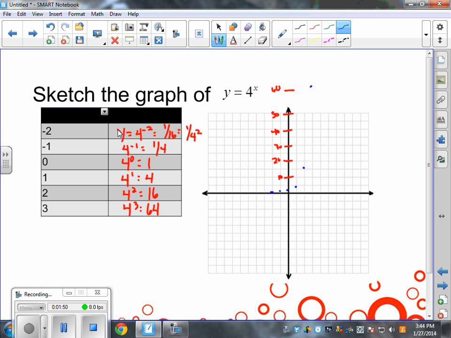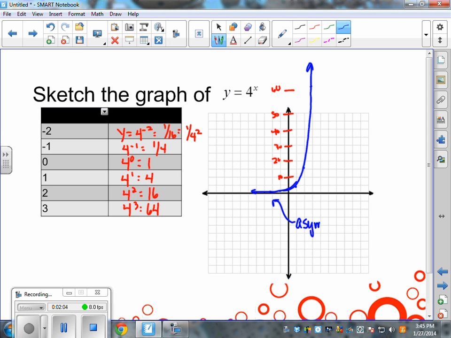So if I start plotting the points and connecting the dots, you'll see my graph is going to do something like that. And remember that line that we're going to approach but not cross is an asymptote. So as our x's go towards -infinity, -2, -3, my graph gets closer and closer to the x-axis, but it doesn't touch the x-axis.